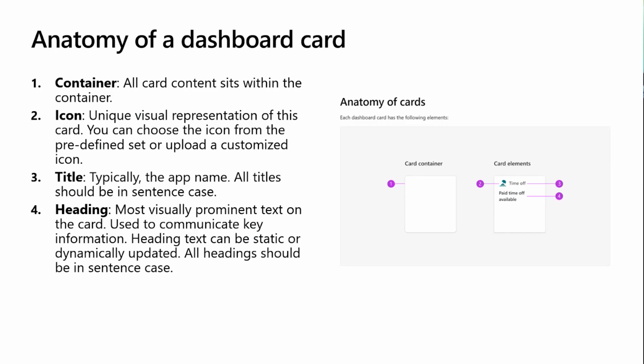So if we talk about the anatomy of a card, there's only 4 aspects of it, so it's really simple. The container is the square, so it's the card itself, and all the content sits within that. The card has an icon, and that's the unique visual representation of the card. You can use predefined ones, or you can upload your own. The app name is your title, and it should be in sentence case, so mixed case. And then last, a heading, which is the visually prominent text on the card. That's the key information. If somebody doesn't do anything else, for my learning example, it's like, you have 2 courses due by May 31st.